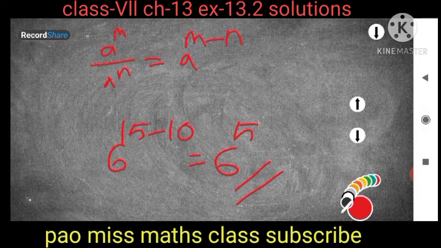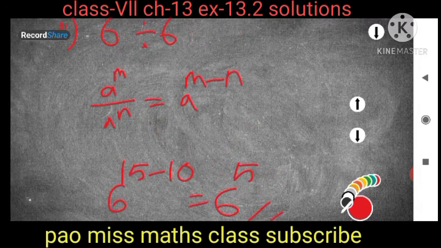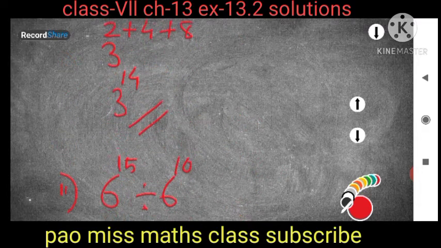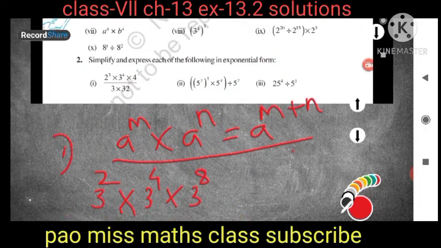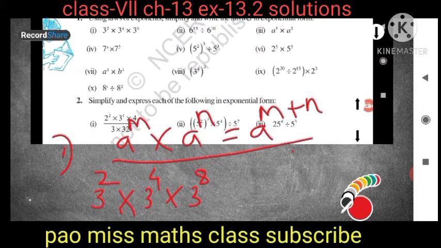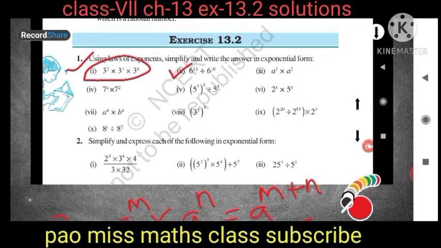In this way we have to solve. So hope you have understood. Any doubt you can ask me. If they are divided and the bases are the same, then what do we have to do? We have to subtract, isn't it? Now the next question is given, question number 3, a to the power 3 multiplied by a to the power 2.